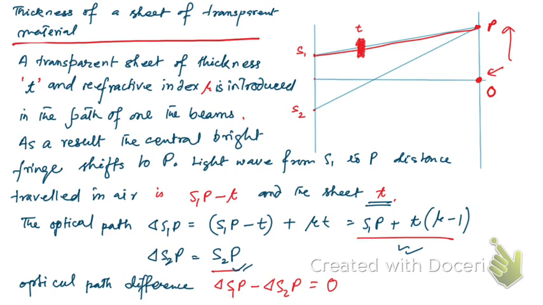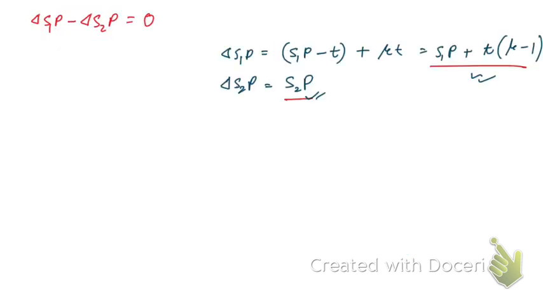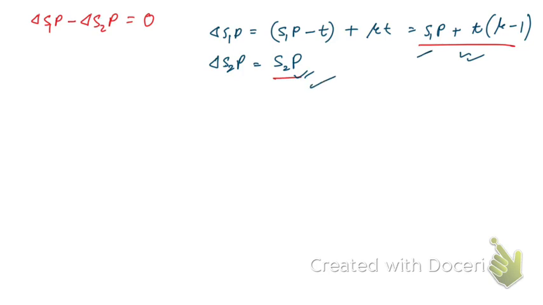So let me take a new slide and copy this. Here is the last relation we have got, and let me copy these two as well. Let me use these two results here. What we get is S1P plus t into mu minus 1, minus S2P, and that is equal to 0 on the right hand side.